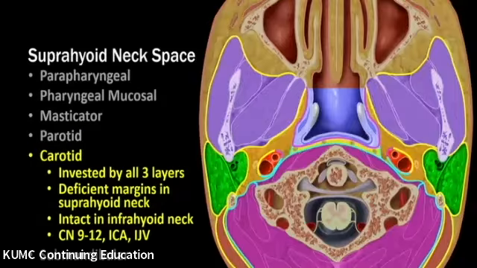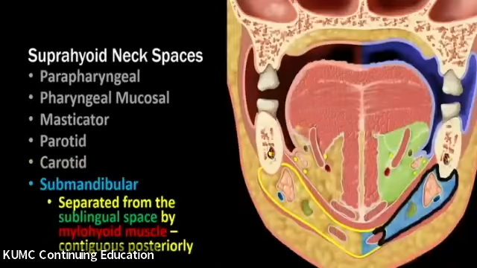The carotid space is encased by all 3 layers of the deep cervical fascia. The difference is in the suprahyoid neck, it has deficient margins, so it's not a complete sheath. It's more intact in the infrahyoid neck. The carotid space contains cranial nerves 9 through 12, the carotid artery, and internal jugular vein.